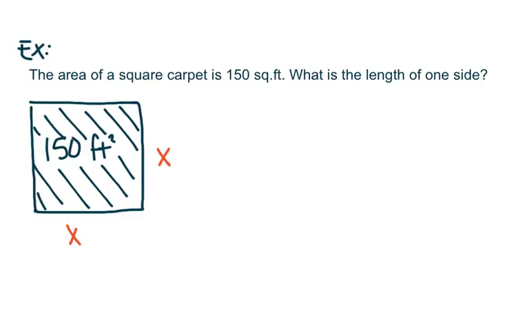We want to know what x is being multiplied by itself to get 150, because the area of a square is length times width. So it's x times x. Well, another way to say x times x is x times itself, or x squared. So we know x squared must be 150. So in order to figure that out, we have to take the square root.